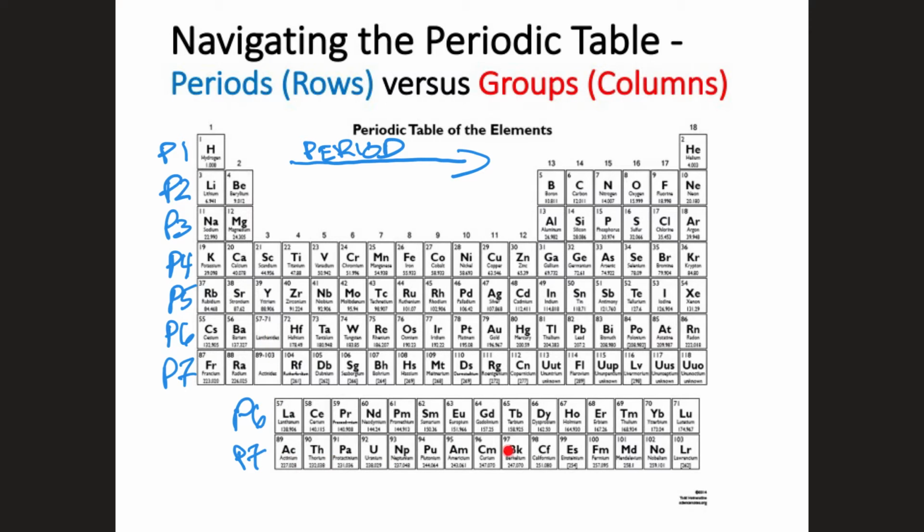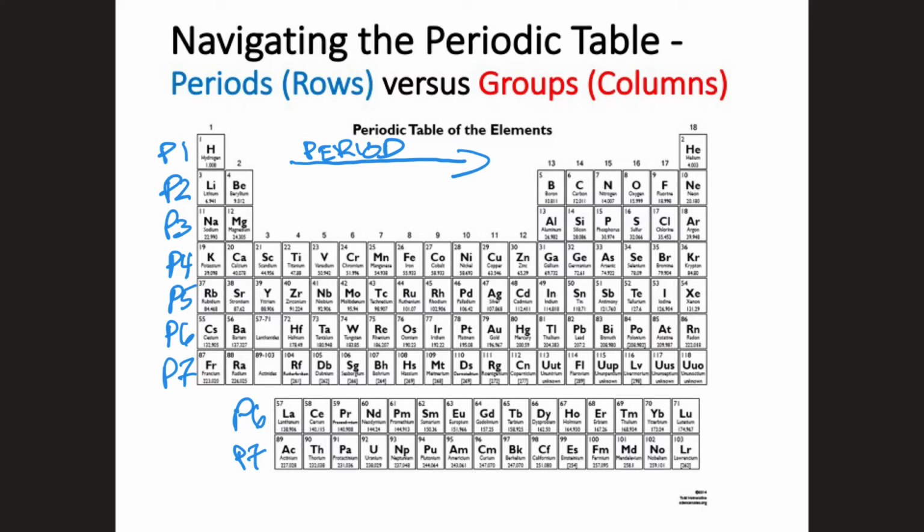If they were to put all of these elements in this slot, they would extend the periodic table too long to fit on an average piece of paper. So what they've done is they've taken the F block out and they've put them in their separate two rows down there, the lanthanides and the actinides. So now let's go back to the period.